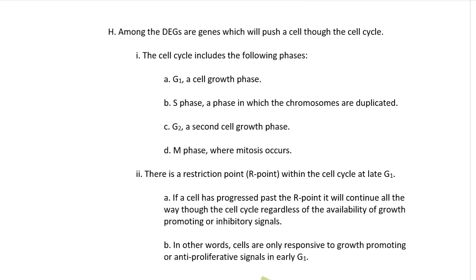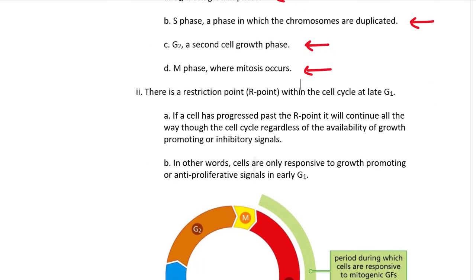Among the delayed early genes are genes which push the cell through the cell cycle. The cell cycle includes the following phases. G1, a cell growth phase. S phase, a phase in which the chromosomes are duplicated. G2 is second cell growth phase. M phase, where mitosis occurs, where you get 2 cells from 1.